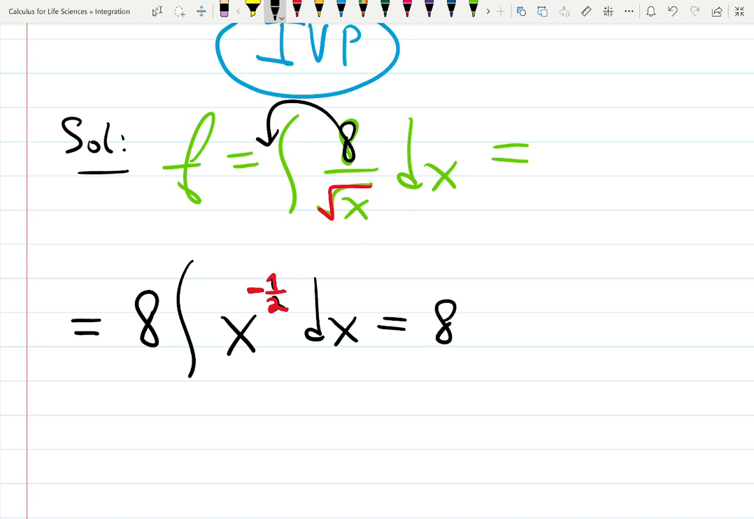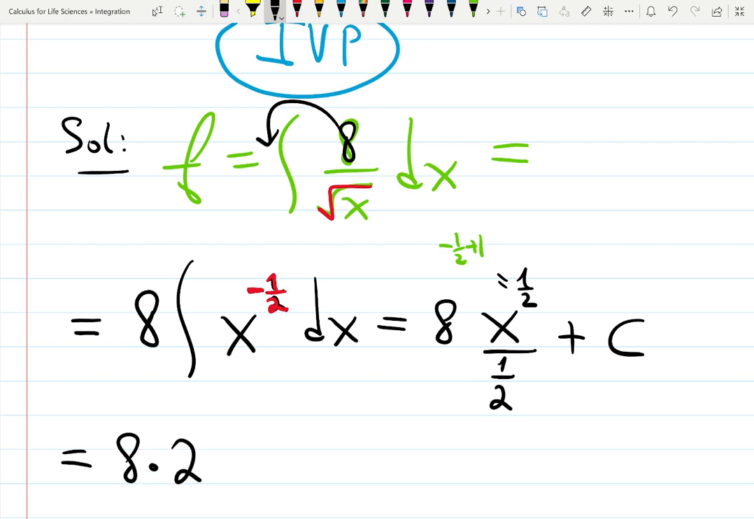Now, 8 x to what power? We're adding 1, subtracting 1. What is going to be? Minus 1/2 becomes what? Just 1/2 or minus 3/2. If you don't know, take a pencil and write down, over here, minus 1/2 plus 1. X to the minus 1/2 plus 1 becomes just 1/2. Thank you. And you divide by 1/2. When you do it many, many times, you understand that that's just times 2. Plus c.